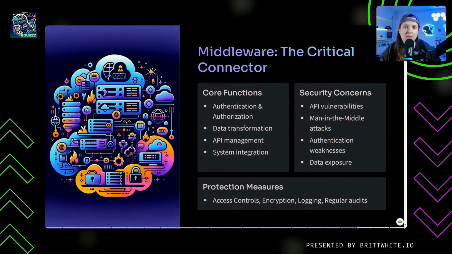It performs several critical functions. It handles all the authentication and authorization, making sure that only the right users and systems get access. It transforms data between different formats, and it routes it to the right destination. It manages your APIs, controlling how different services interact, and it enables different services to work together seamlessly.